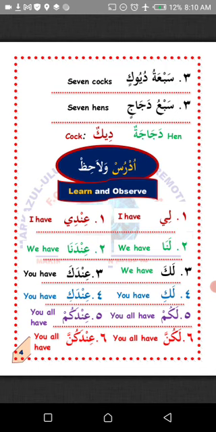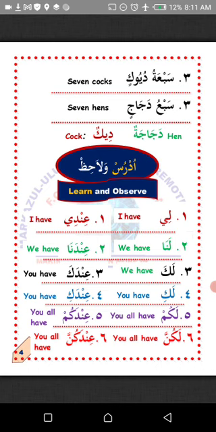Ithnan, number 2. Lana, we have. Indana, we have. Thalatha, number 3. Laka, you have, talking to a single male person. Indaka, you have, talking to a single male person also. Arba'a, number 4. Laki, you have, talking to a single female person. Indaki, you have, also.